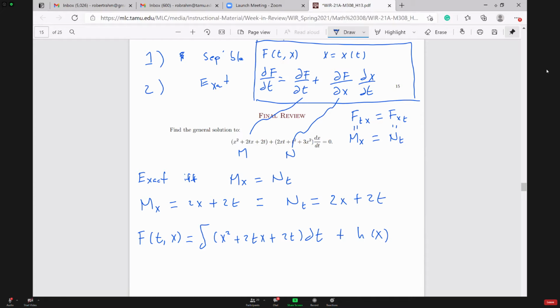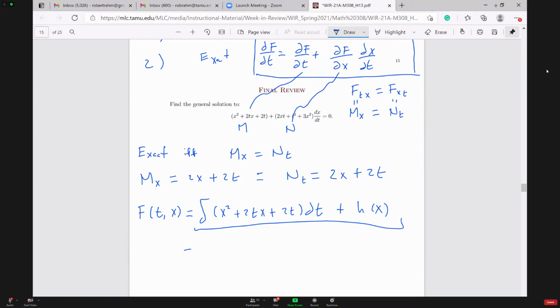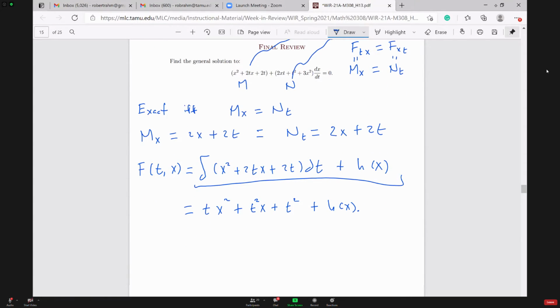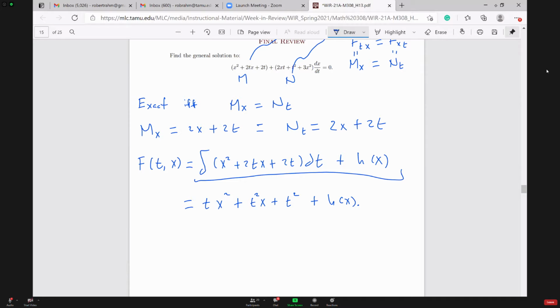Okay, so the derivative of what I just wrote down with respect to t is equal to m. So what is the derivative of x squared with respect to t? Yep, that's right. tx squared. The derivative of 2tx with respect to t is t squared x, then plus t squared plus h of x. Okay, so I almost know what f is. I just need to figure out what h is. How can I do that? How can I figure out what h is?